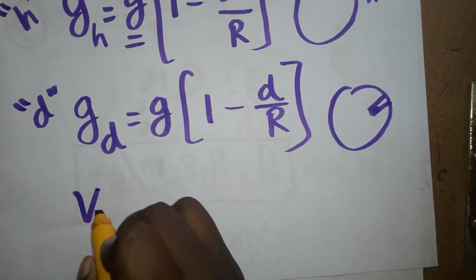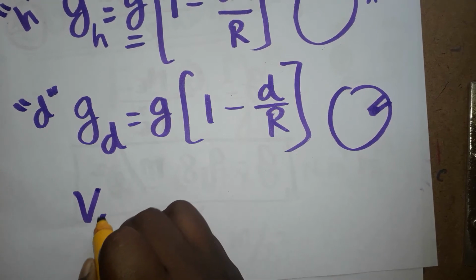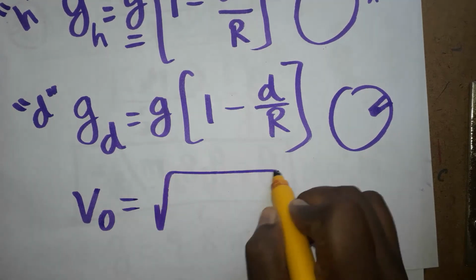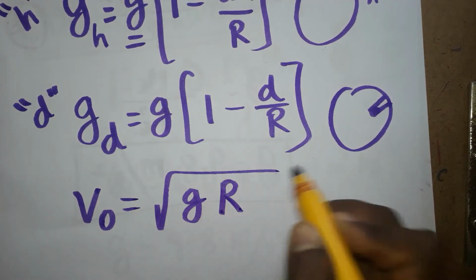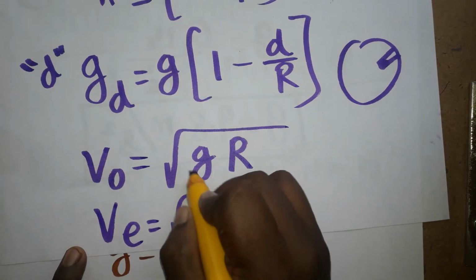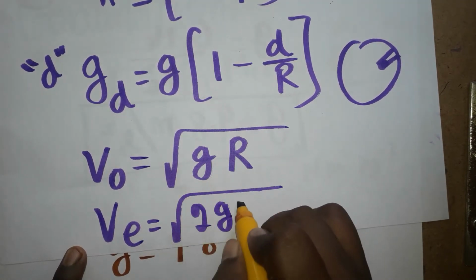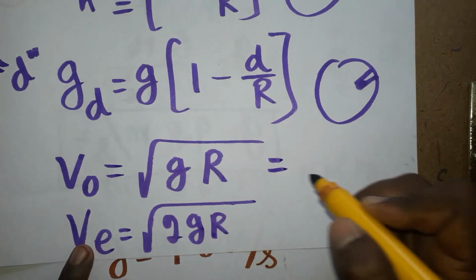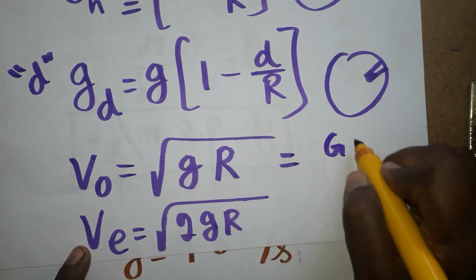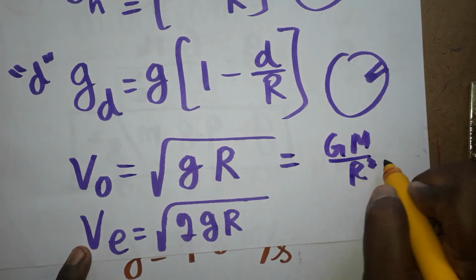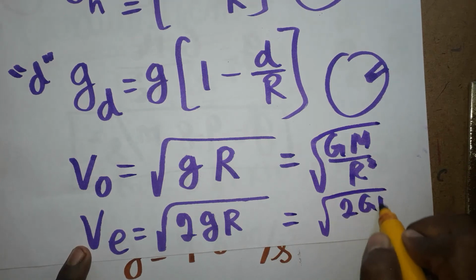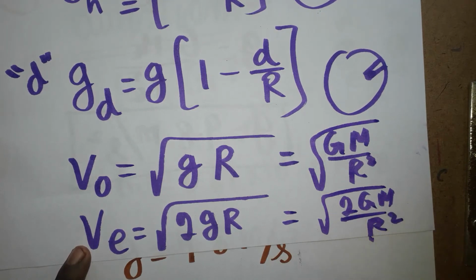Next is the orbital velocity and escape velocity. Orbital velocity is the minimum velocity required for an object to revolve in an orbit, so v naught is equal to root of gr. The second one, escape velocity, v is equal to root of 2gr, or you can take this equation also: root of gm divided by r, and the escape velocity is root of 2gm divided by r. This formula also we can take.